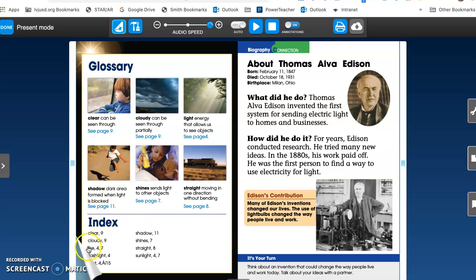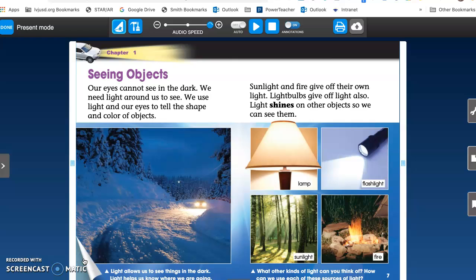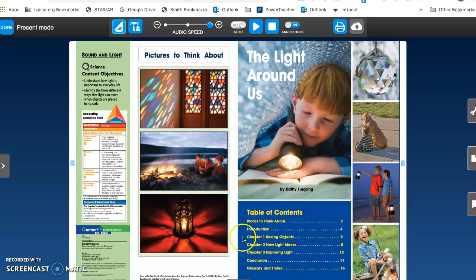Okay, our last text evidence question that we're going to look at using the table of contents is, where in the book could we read about experiments that have to do with light? If we wanted to read about experiments, what part of the text do we need to look at? Let's look again at the different parts of this book. Table of contents, words to think about, introduction, seeing objects, how light moves, exploring light, conclusion, and glossary and index.